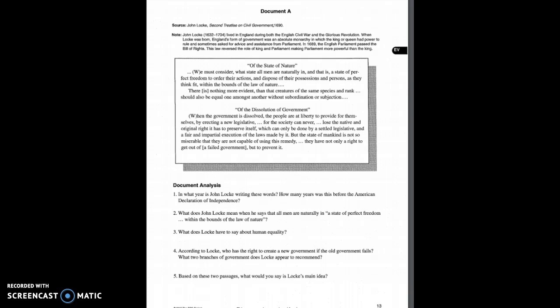The first passage is called Of the State of Nature. So let's go ahead and read the passage one time through. And as I read, I want you to practice the strategy of circling any words you don't recognize or understand.